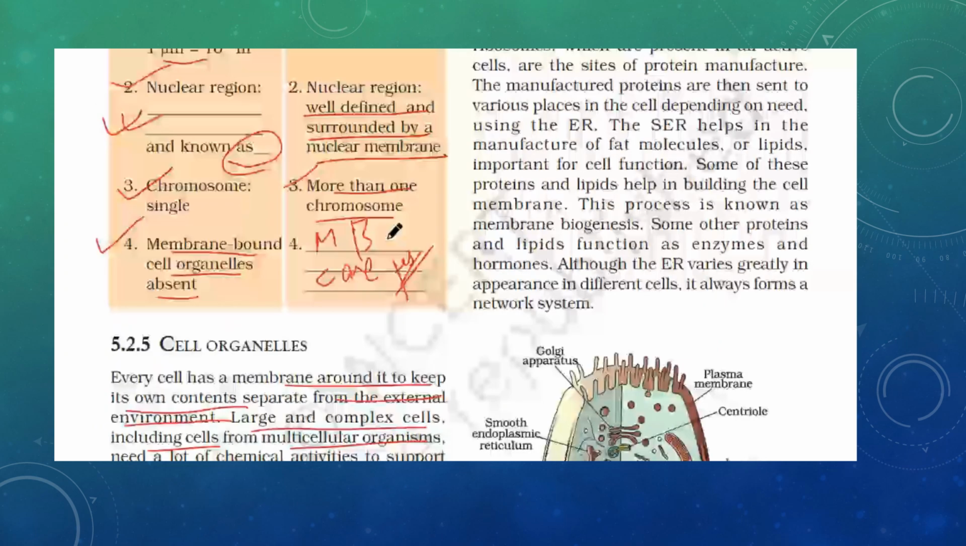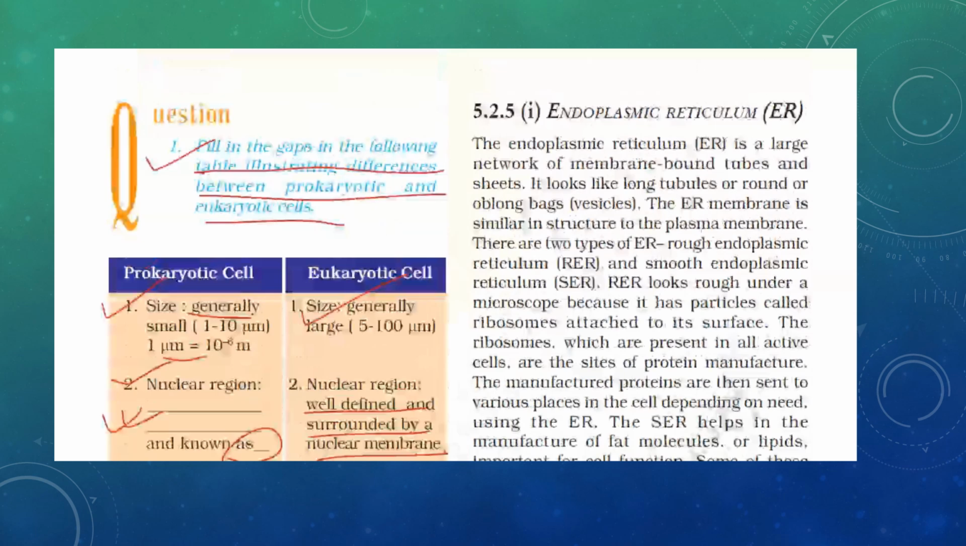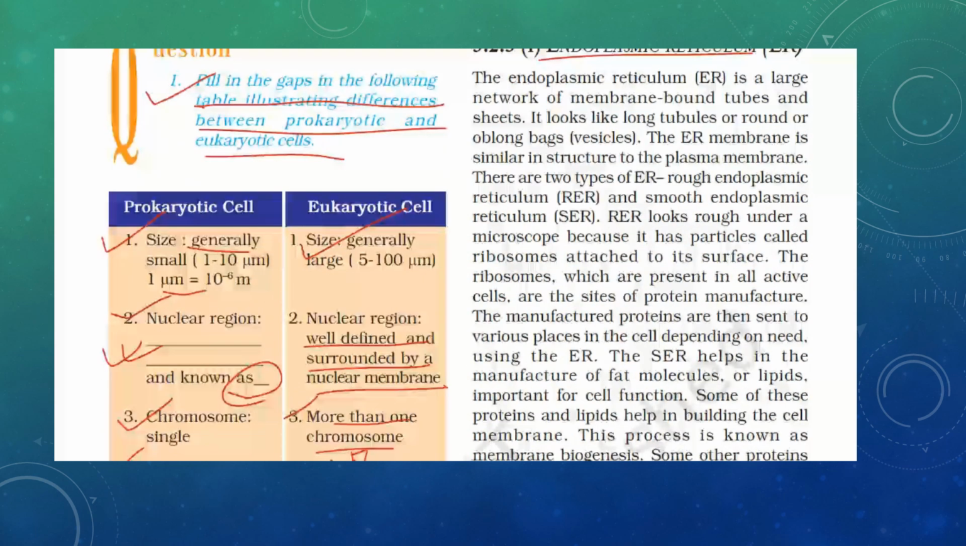Let's start with the endoplasmic reticulum or ER, right? The endoplasmic reticulum is a large network of membrane bound tubes and sheets. It looks like long tubules or round or oblong bags called vesicles, right?